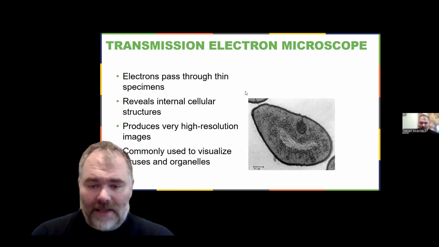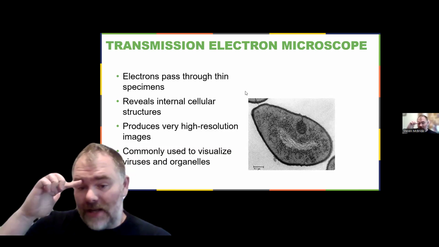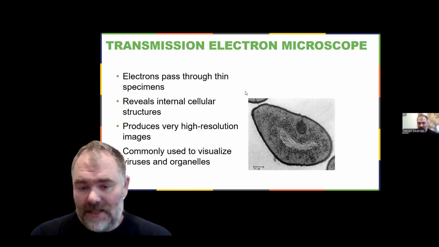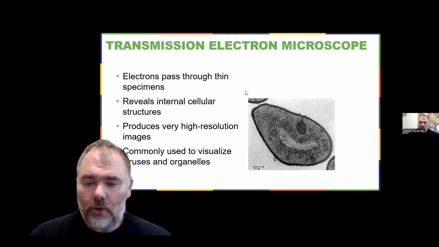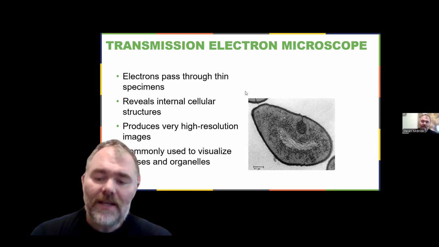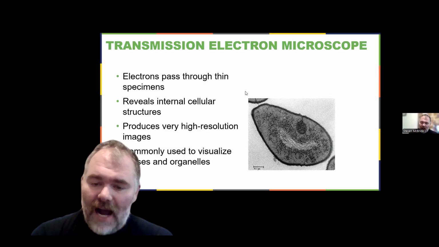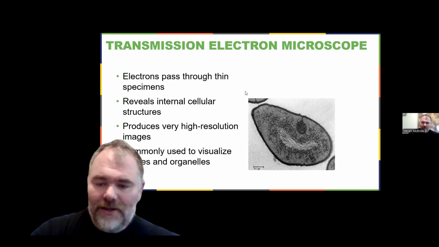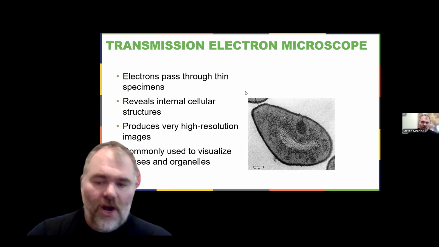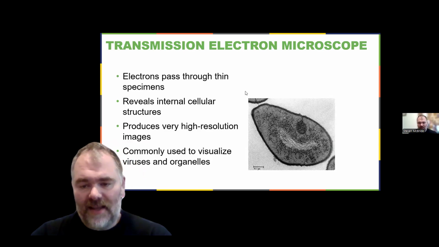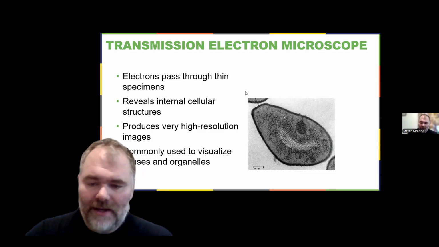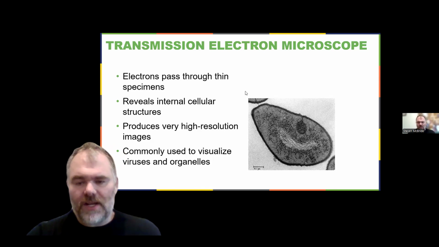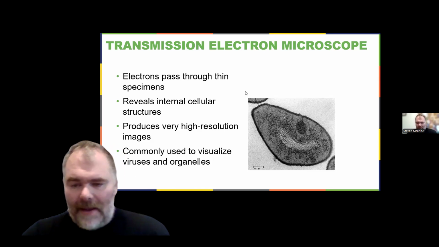Transmission electron microscopy, or TEM, uses electrons instead of visible light to generate images. Because electrons have a much shorter wavelength than visible light, TEM can achieve much higher resolution than standard light microscopes. In TEM, electrons pass through extremely thin samples, often less than 100 nanometers thick. Dense structures scatter more electrons and appear darker, while less dense regions appear lighter. This allows scientists to visualize internal cellular structures that are too small to see clearly with light microscopy.